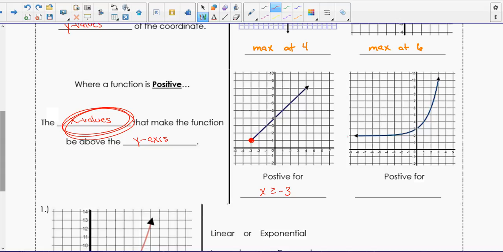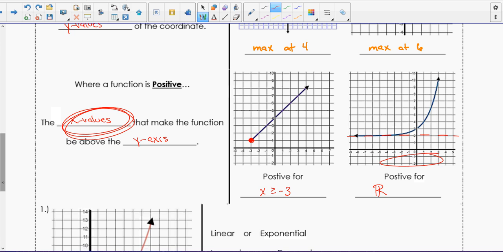This one over here, you can see that your domain is going to continue going this way forever. You're never going to go below this line, so you're never even going to reach negative. And this never stops like this one did, so this means you're positive for all real numbers. There's not an x value that would make you go below your y-axis. Every x value will make you be above your y-axis.